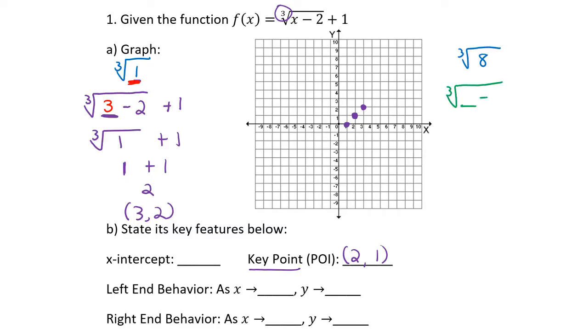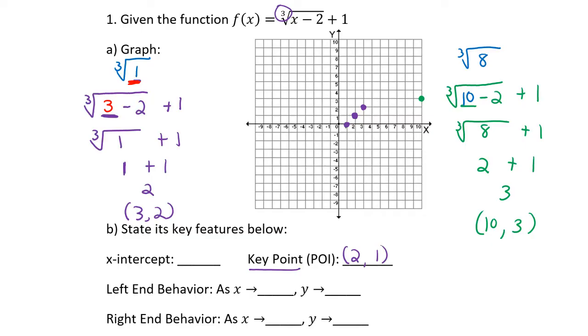Some number minus 2 and plus 1. Once again, we're trying to create 8. So 10 minus 2 is 8. So that would work. So we would now have the cube root of 8 plus 1. The cube root of 8 is 2. And we add 1 to it, we get 3. So our point is 10, 3. So 10, 3 would be right here.